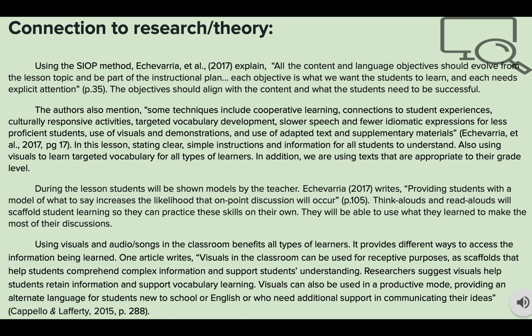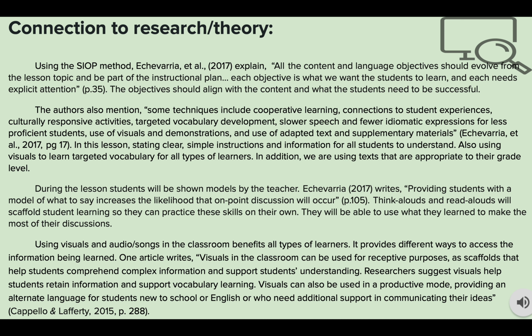The authors also mention some techniques include cooperative learning, connections to student experiences, culturally responsive activities, targeted vocabulary development, slower speech and fewer idiomatic expressions for less proficient students, use of visuals and demonstrations, and use of adapted text and supplementary materials. In this lesson, we state clear, simple instructions and information for all students to understand. Also we use visuals to learn targeted vocabulary for all types of learners. In addition, we are using texts that are appropriate to their grade level.